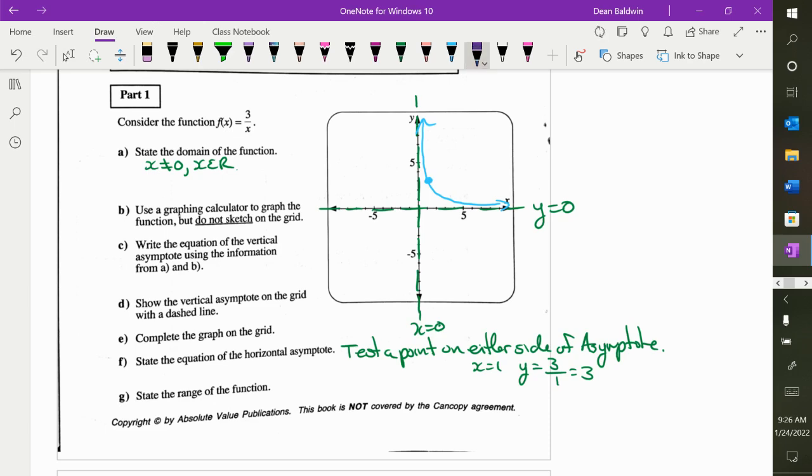So what's the next easiest point to test? -1. So x is equal to -1. Therefore, y is equal to 3 over -1, which is -3. So that means when x is -1, y is -3, which is right there. You can't touch any asymptote, this one or this one. So the only thing the graph can do is this, and it'd be better if I actually hit the point, so I'll just make my point bigger. That's the graph.